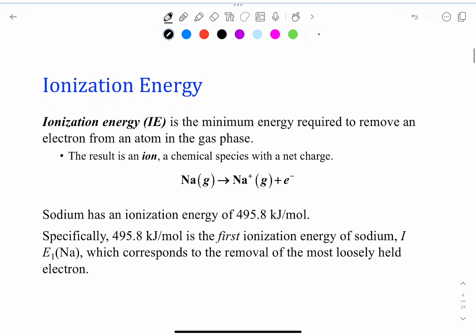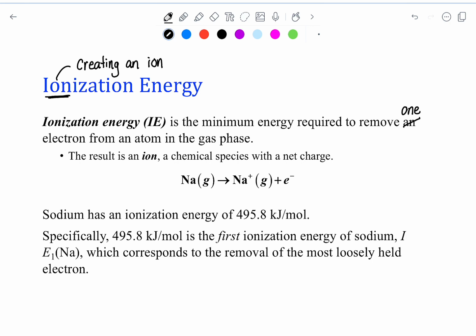Our next trend is ionization energy, or IE, and that is the minimum amount of energy required to remove an electron from an ion or from an atom in the gas phase. So ionization, we see the word ion in that, so this is literally creating an ion. Ionization energy is the amount of energy needed to remove one electron from an atom in the gas phase.